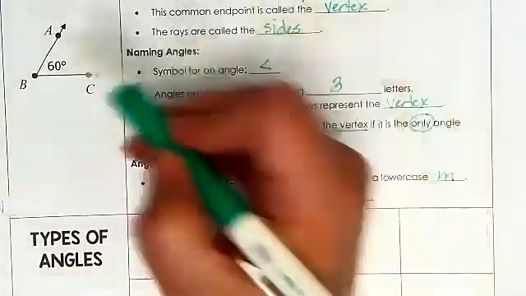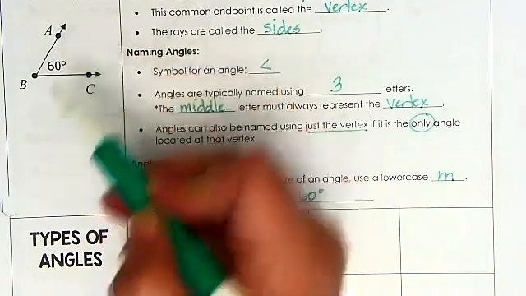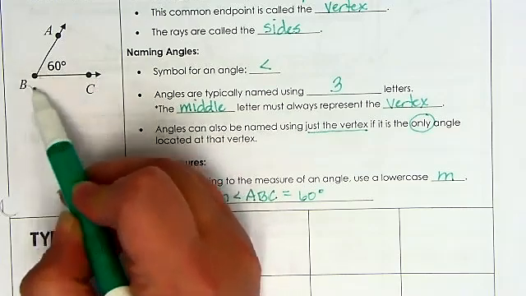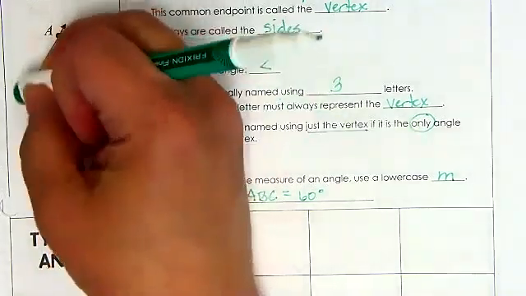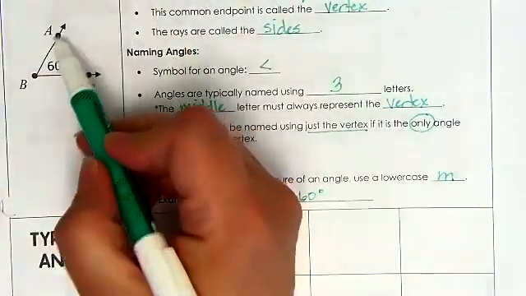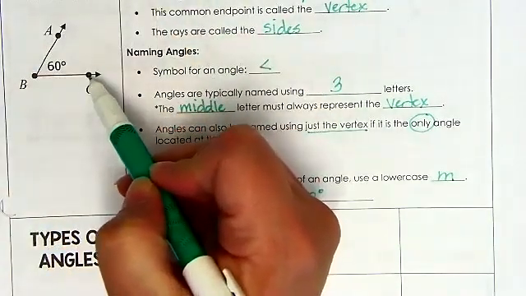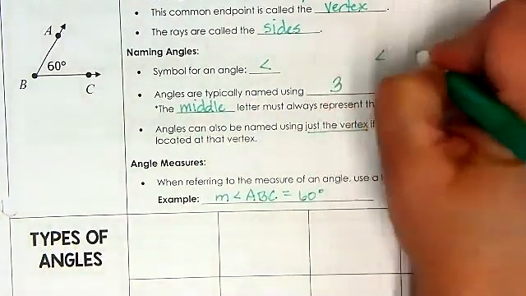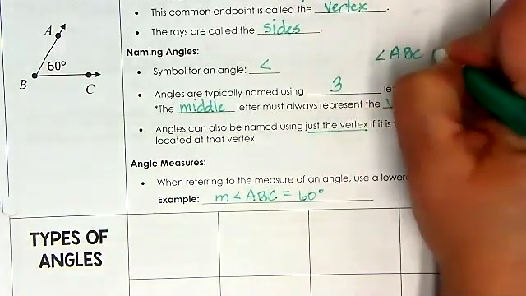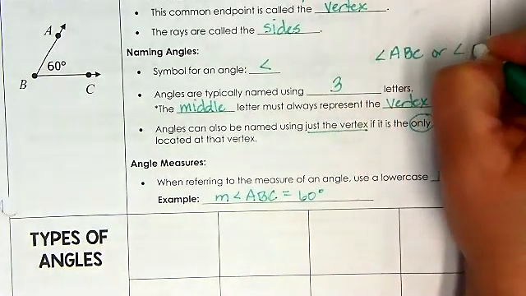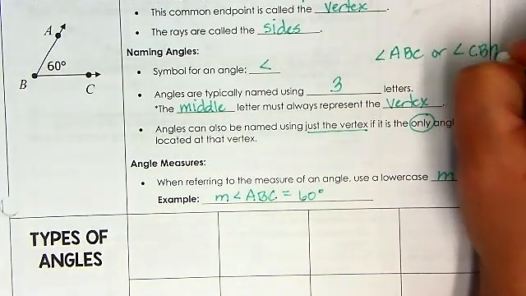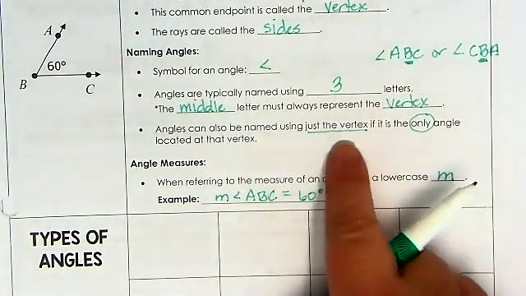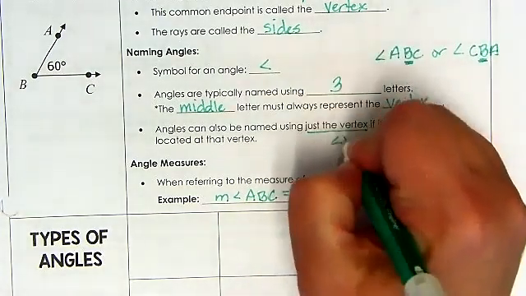So let's go back over. A ray is this AB right here, the BC, and then my vertex is B. And this can be labeled ABC or CBA. So we might write that down here. We can label this as angle ABC or angle CBA. But notice the vertex is always in the middle. And the example of just the vertex would be angle B.